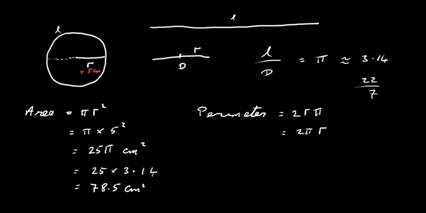So in our particular case here, we would have twice, let's say we'll use 3.14 again, and our radius is 5. So it would be 2 times 3.14 times 5, and that gives you 31.4 centimeters. So in other words, if you were to start walking from here all the way around the edge of the circle, you would walk 31.4 centimeters.